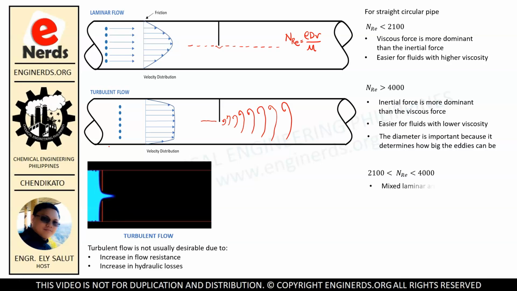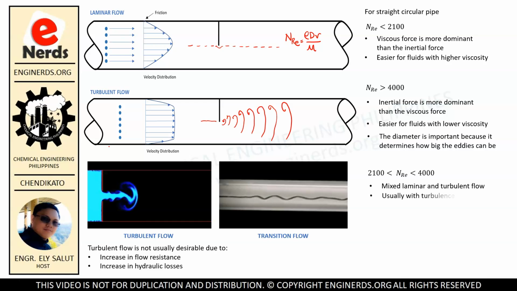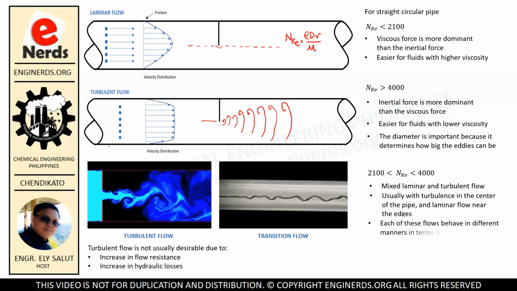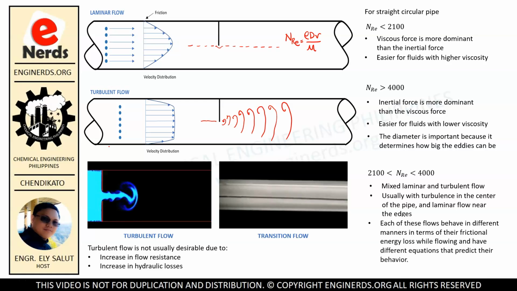Well, in this region, we have a mixed laminar and turbulent flow. And this is what we call the transition flow. Katulad ng nakikita natin dito sa video natin, meron tayo ditong mix ng laminar and turbulent flow and it's not easy to predict if the flow will be laminar or will be turbulent. It is usually with turbulence in the center of the pipe and laminar flow near the edges. Each of these flows behave in different manners in terms of their frictional energy loss while flowing and have different equations that predict their behavior.